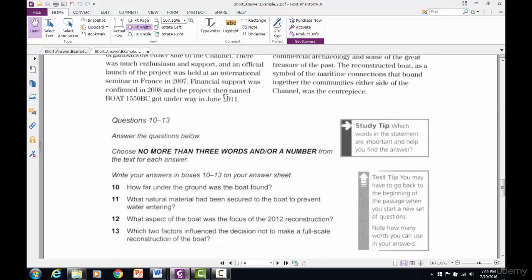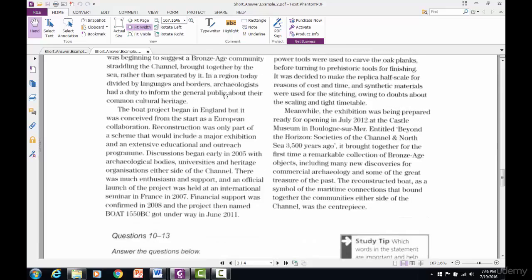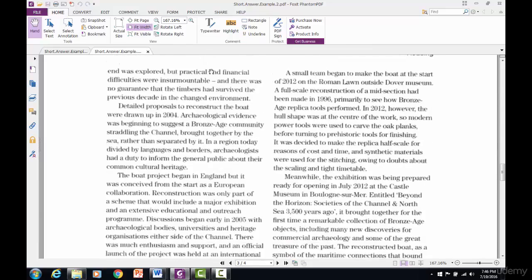All right, now when we look at number 13, which two factors influence the decision not to make a full-scale reconstruction of the boat? So for number 13, it's very important that we're looking for two factors. Two factors influence the decision to not make a full-scale reconstruction. We know it has to come after where they talk about 2012, right? Because this is the next question.